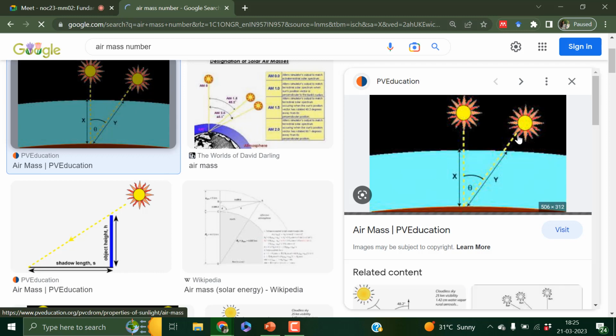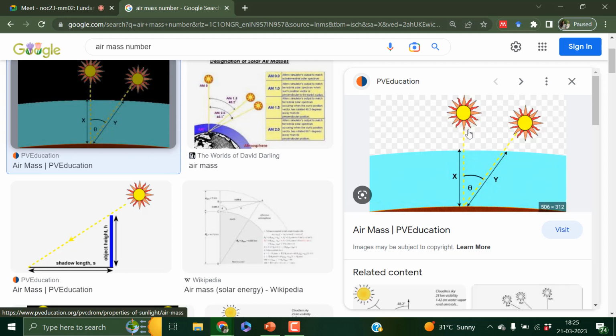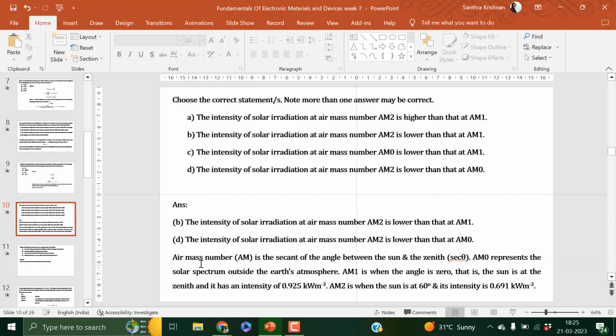See, basically this is the diagram that we can see. Here we can say that the sun would be at an angle of 0, and as the sun moves with respect to the horizon, that is how we define an air mass number. So the air mass number is the secant of the angle between the sun and the zenith. Air mass 0 represents the solar spectrum outside the Earth's atmosphere, and AM1 is when the angle is 0, that is, the sun is at the zenith, with an intensity of 925 kilowatts per meter square, and AM2 is such that the angle is 60 degrees and its intensity is comparatively less.